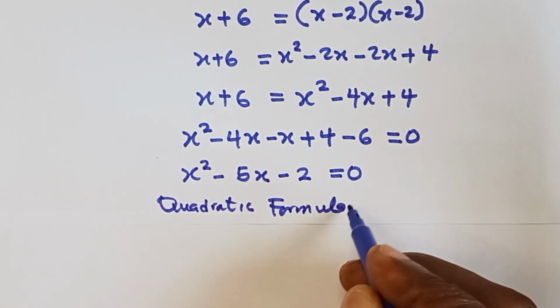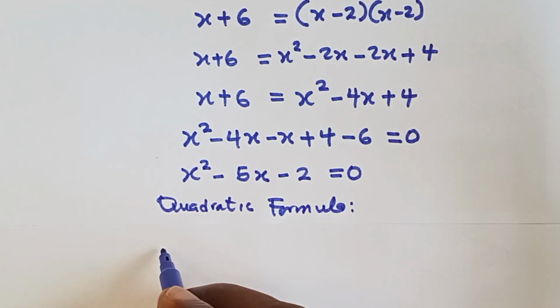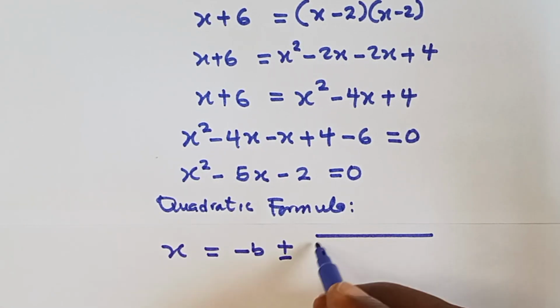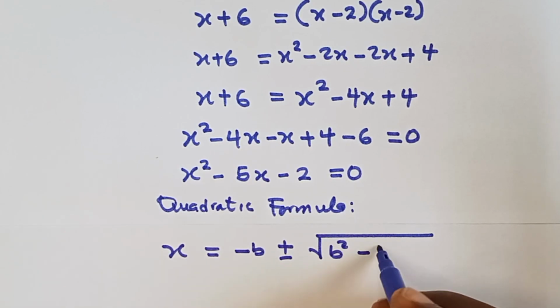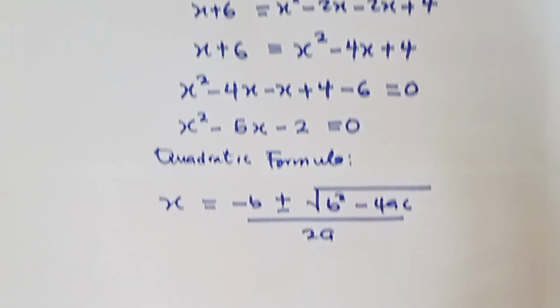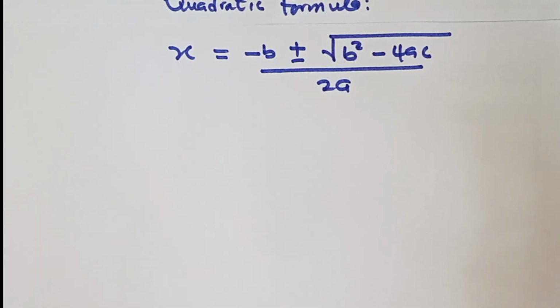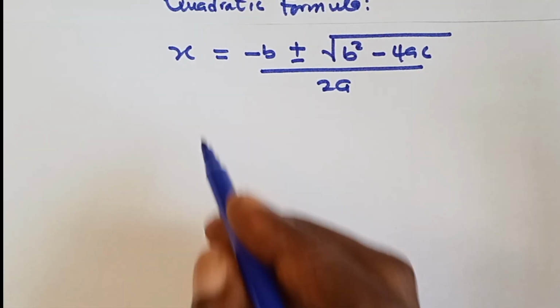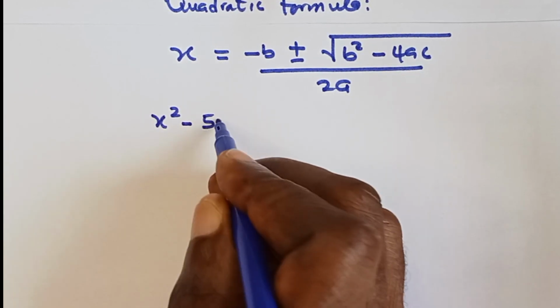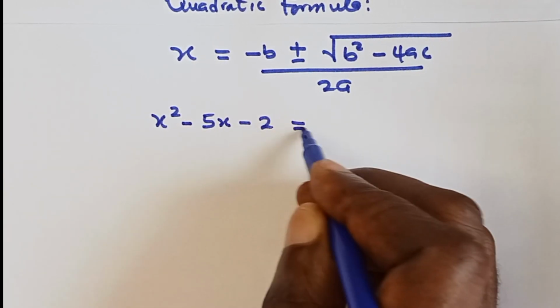to find x. And what is the quadratic formula? x equals to minus b plus or minus square root of b squared minus 4ac, over 2a. Okay, this is the quadratic formula we are going to use. Now, from here, the equation is x squared minus 5x minus 2 equals 0.